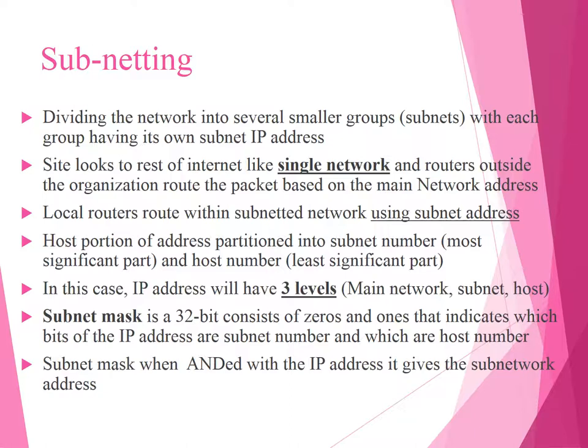Subnet mask is 32 bits, consisting of 0s and 1s that indicate which bits of the IP address are the subnet number and which are the host number. A subnet mask, when ANDed with the IP address, gives the subnet address.